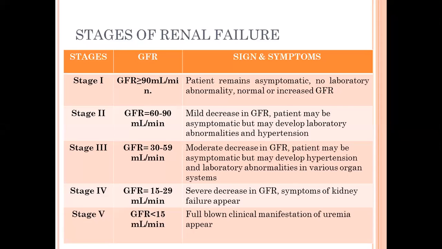Okay, I hope you are clear. I'll tell you again, in case the glomerular filtration rate is more than or equal to 90 ml per minute, that means it is normal, the kidney is functioning well. But if it is less than 15 ml per minute, it shows that the kidney is permanently damaged.